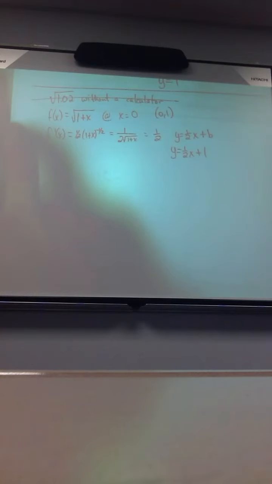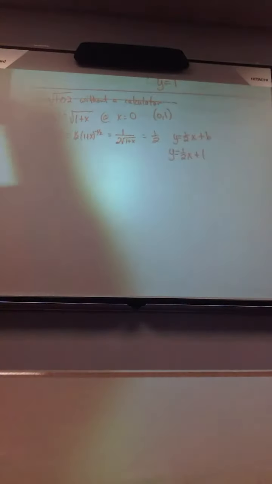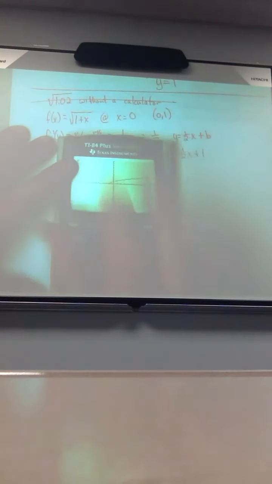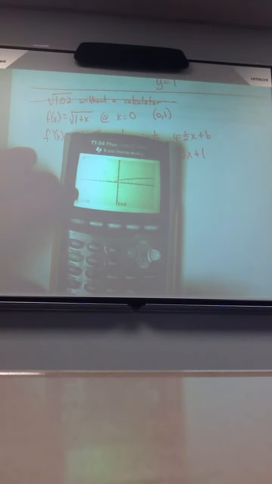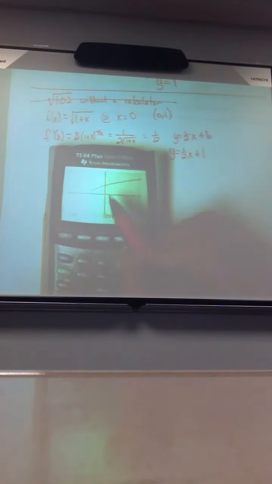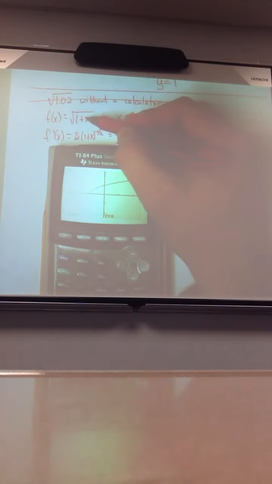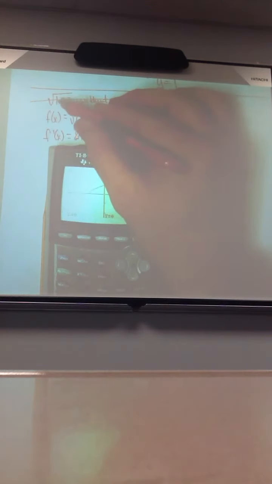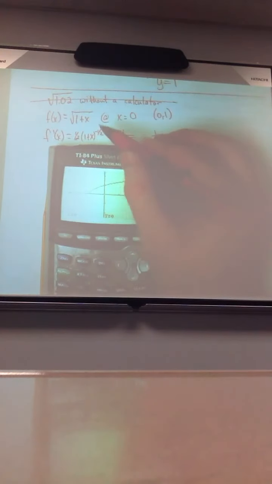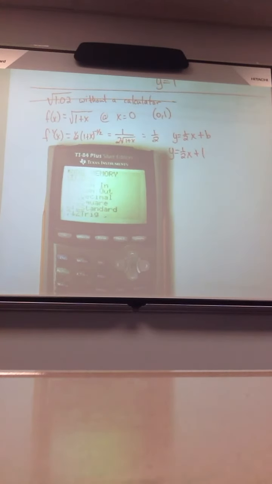Okay. So here's the graph of this, square root of 1 plus x. Alright? I'm going to zoom in a little bit. There's the graph of it. Now, if I plug in 0 for x, I get 1, right? Because the square root of 1 is 1. But I wanted to find the square root of 1.02. So wouldn't that be like plugging in 0.02 for x here? And we said, if I zoom in enough, it becomes a straight line.